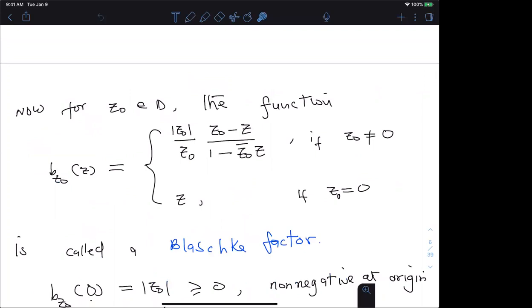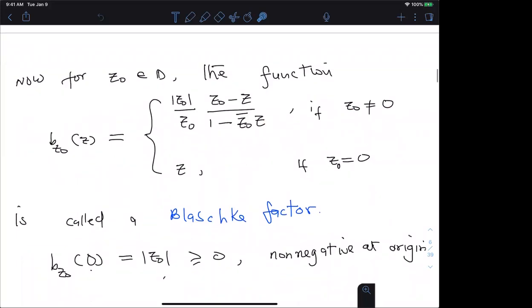Now, for any z naught in the disk, we define a function b subscript z naught as the piecewise function we have on the right-hand side here. And this is what we call the Blaschke factor. So at z naught not equal to 0, we have what is up here. And you can see it is normalized such that this function is non-negative at the origin. So b z naught at 0 is equal to the norm of z naught, which is obviously greater than or equal to 0.